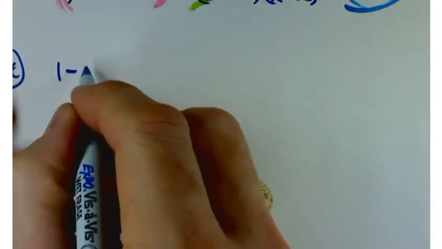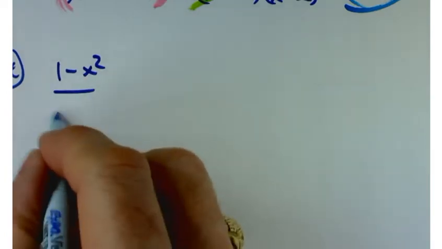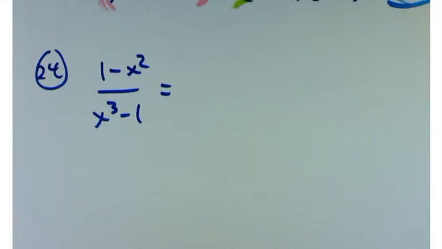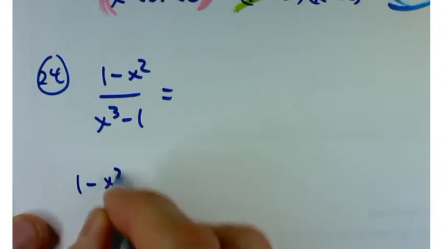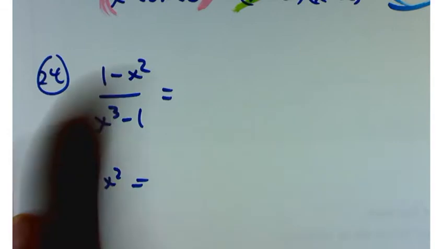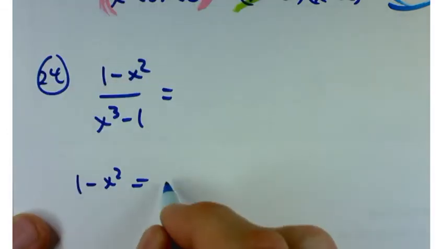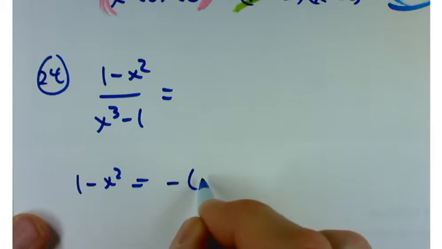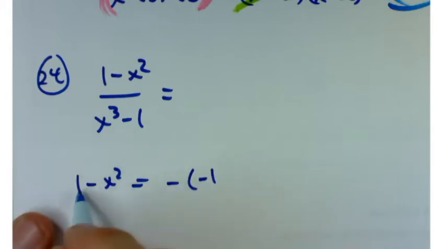Let's keep going, though. Problem number 24. 1 minus x squared over x cubed minus 1. Now let me do something with the numerator just because it's going to make it easier on us in the end. Because I want to switch this one around. So, in fact, let me do this kind of off to the side a little bit. This 1 minus x squared, I want to kind of flip it around. But I can't just do that. What I can do is I can factor out a negative 1. And if I do that, it's going to change the sign on both of these terms.